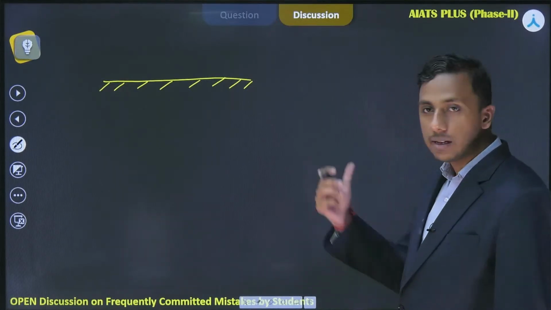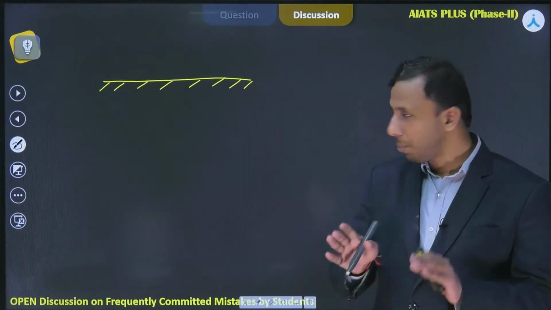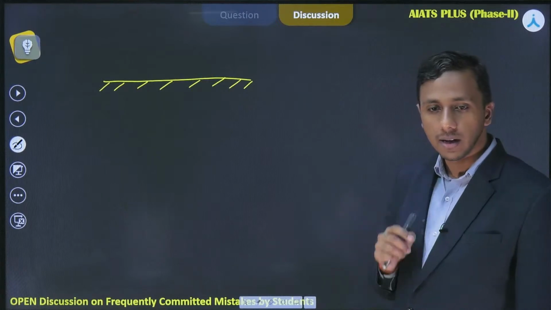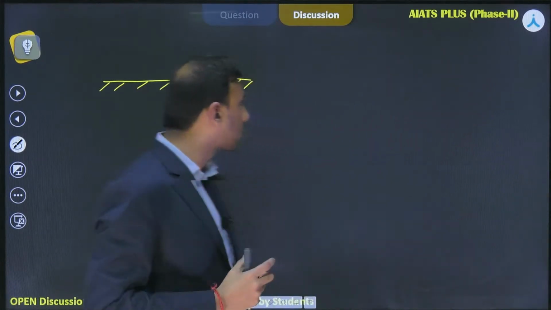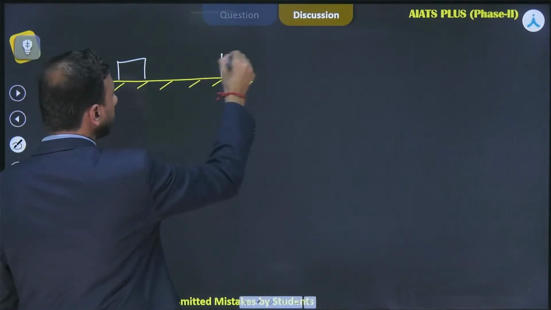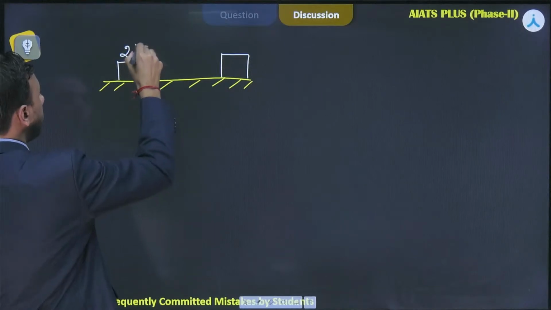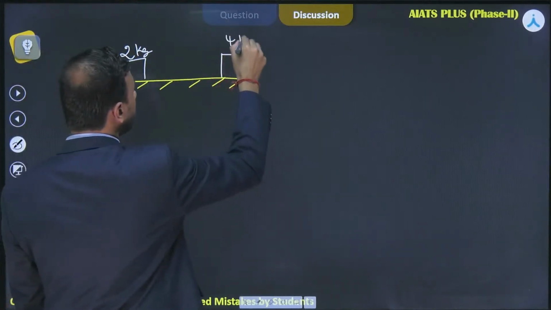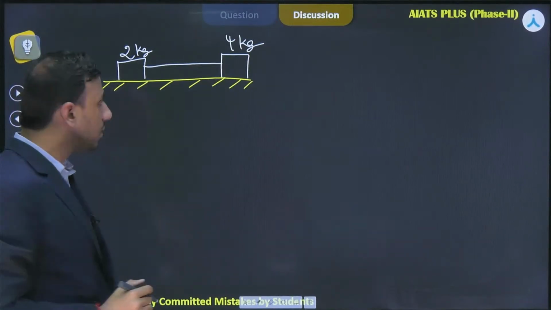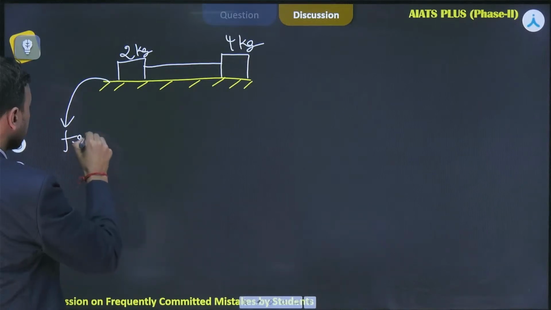All right, very well. Now see here, 2 questions we did from inclined plane. So let's take a small break. Let's do a simple problem on plane surface, right? Let's say I'm taking 2 blocks on this plane surface. Let's say this one is 2 kg and this one is 4 kg, right? And we have connected them by a string, right? And this surface is frictionless.